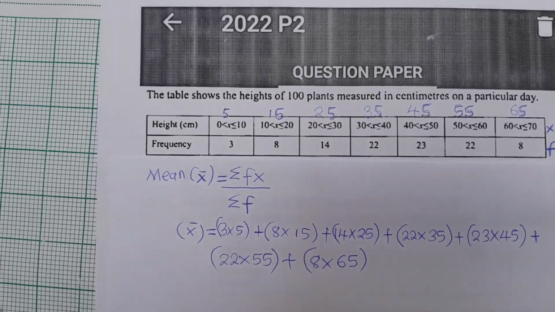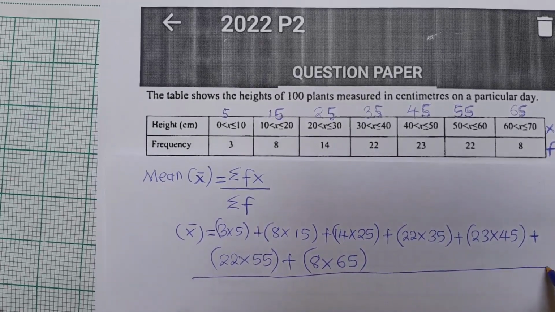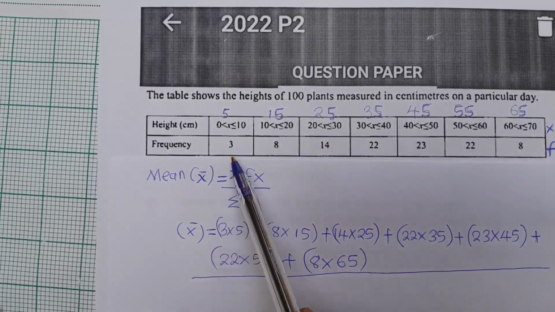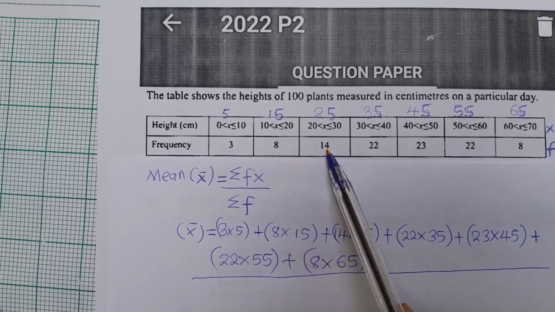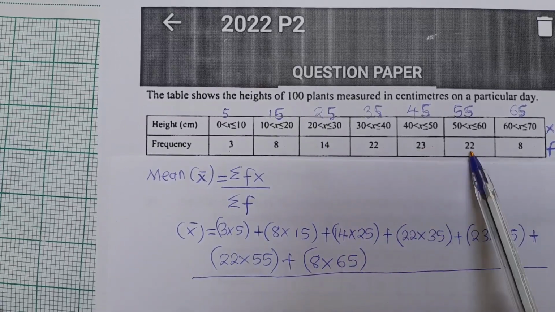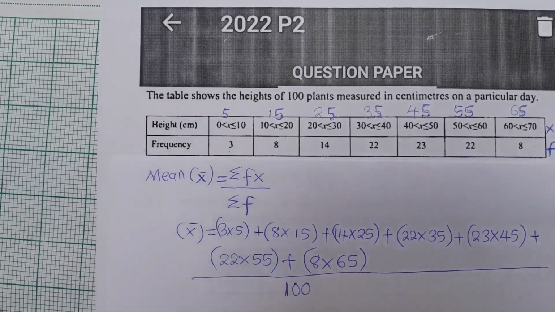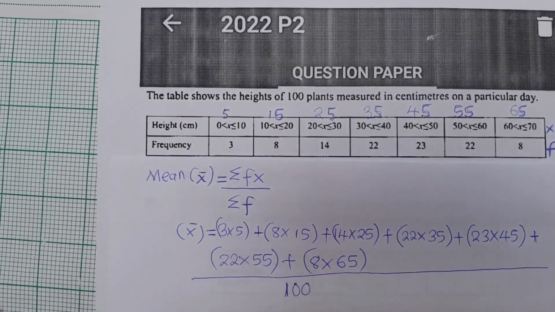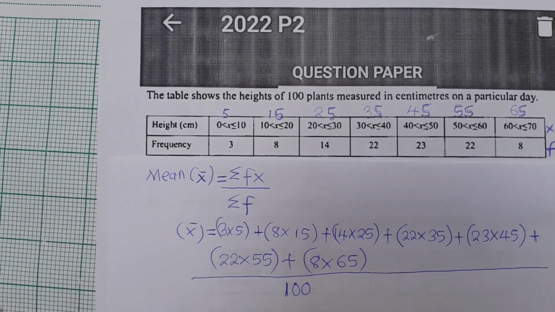So once I do this, then I say everything here, I divide everything by total frequency. What do I mean when I say total frequency? I add these numbers that are down here. If I add 3 plus 8 plus 14 plus 22 plus 23 plus 22 plus 8, I'm going to get 100. So I put my 100 there. Whenever you want to calculate the standard deviation, you first start by finding the mean. And this is what you are supposed to do.